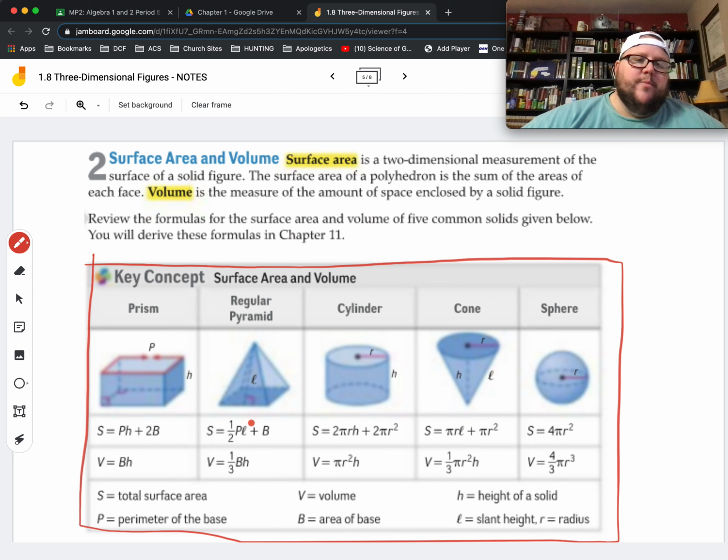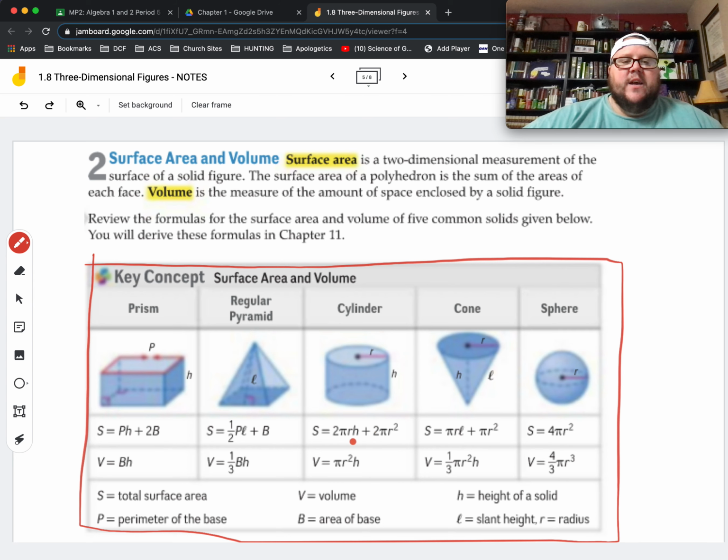The rectangular pyramid, so we have 1/2 P, which is the perimeter of the base, times L, which is the slant height. Slant height is L. It's the height from the midpoint of one of the sides of the base all the way to the top of the pyramid. So it is slant height plus the area of the base. And then volume is a little bit easier. It's 1/3 the area of the base times the height of the pyramid, which will tell us, not the slant height, the perpendicular height.